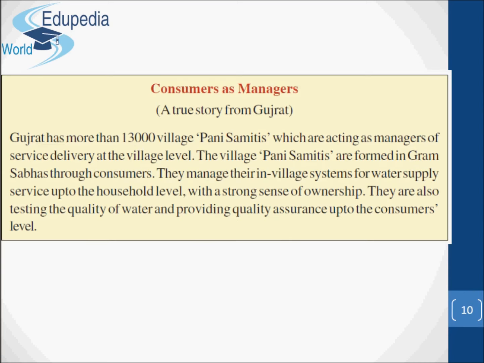Please read the following story. A true story from Gujarat. It has more than 30,000 village Samitis, which are acting as managers of service delivery at the village level. The village Pani Samitis are formed in Gram Sabhas through consumers. They manage their in-village systems for water supply service up to the household level with a strong sense of ownership. They are also testing the quality of water and providing quality insurance up to consumers level.